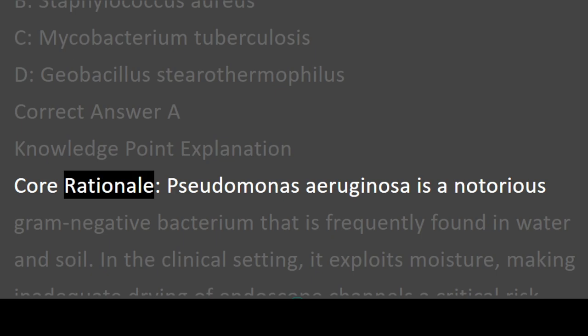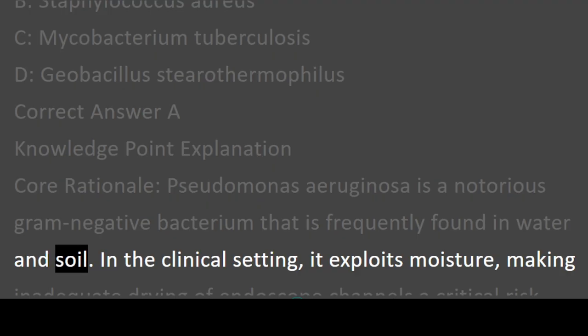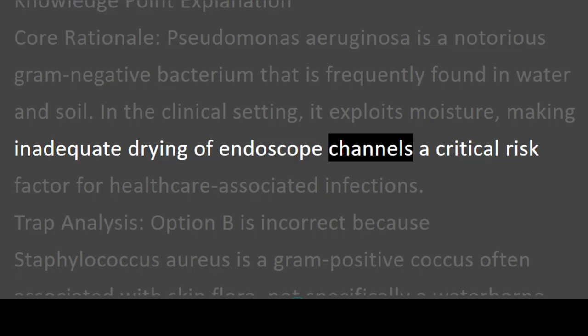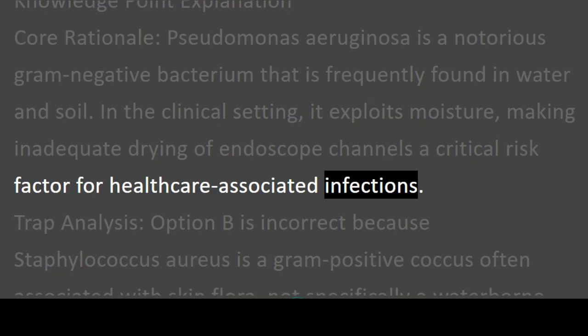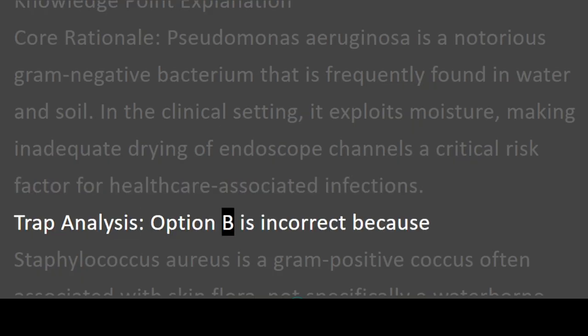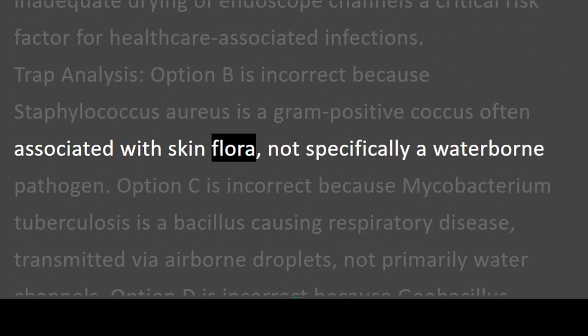Core rationale. Pseudomonas aeruginosa is a notorious gram-negative bacterium that is frequently found in water and soil. In the clinical setting, it exploits moisture, making inadequate drying of endoscope channels a critical risk factor for healthcare-associated infections. Trap analysis. Option B is incorrect because Staphylococcus aureus is a gram-positive coccus often associated with skin flora, not specifically a waterborne pathogen.